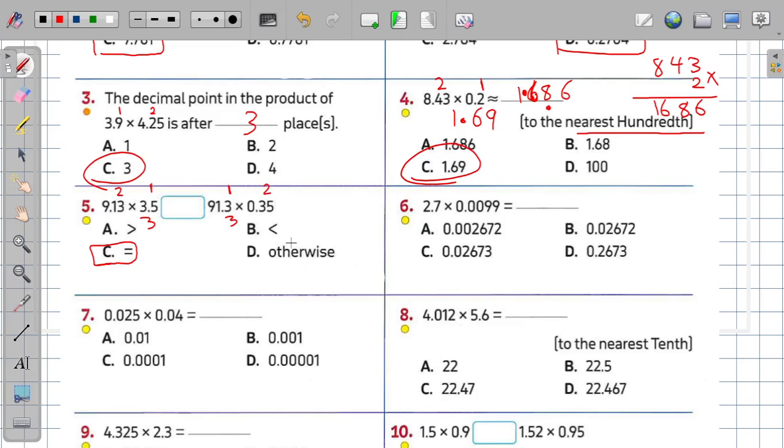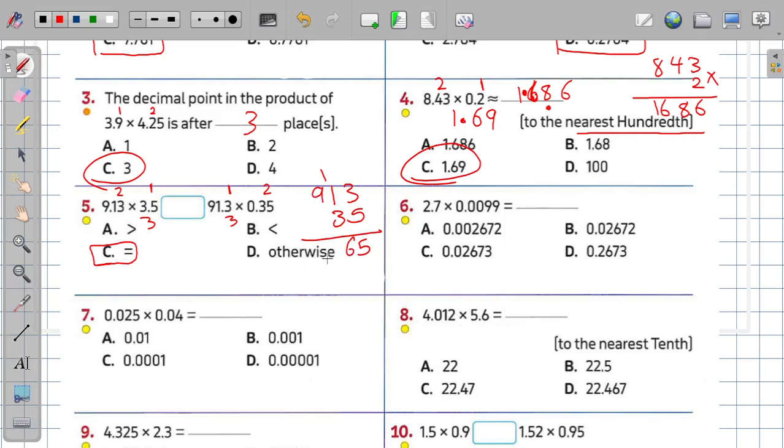So let's try. I have 9.13 by 35. To ensure that we have the correct answer, let's try to multiply first and get the result of every operation. So I have 5 by 3 equals 15. So I have 5 and carry up 1. 5 by 1 equals 5 plus 1 equals 6.